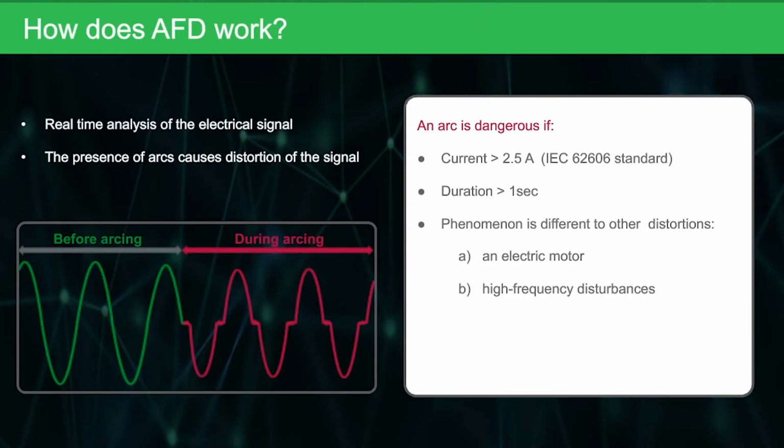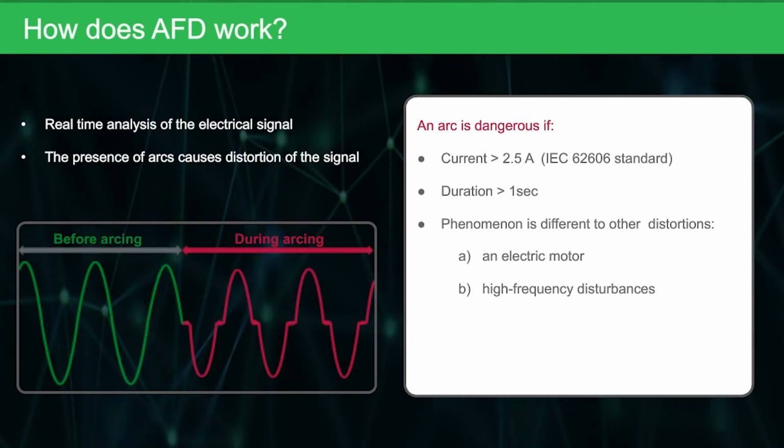So how is this done? What's unique? What's different with an AFDD? It's all about the detection technology inside the device. So it's doing a real-time analysis of the electrical signal. We're all used to the typical AC sine wave shown in the green before arcing. And AFDDs constantly monitor that sine wave, and what they're looking for is anomalies in that sine wave. So when an arc does occur, that sine wave becomes non-standard and there is noise.